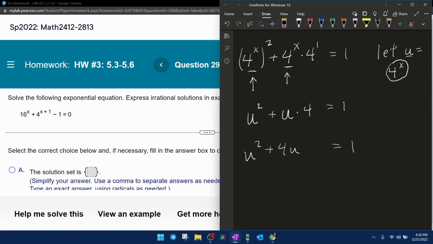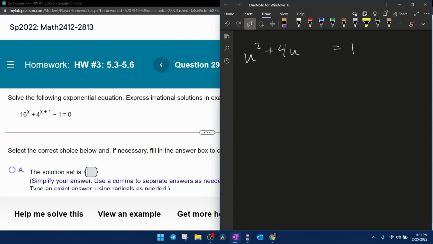Notice at this point I do have a basic quadratic equation where completing the square is a valid technique to solve this. So we're going to demonstrate completing the square to solve for u. Once I have the solutions for u, I can go back where I did my u substitution, replace u, and then I can solve for the actual variable x.